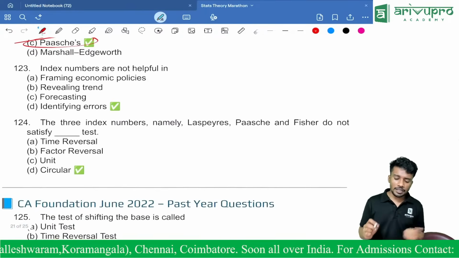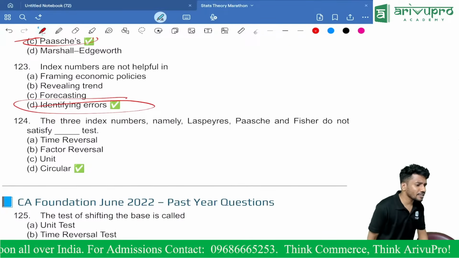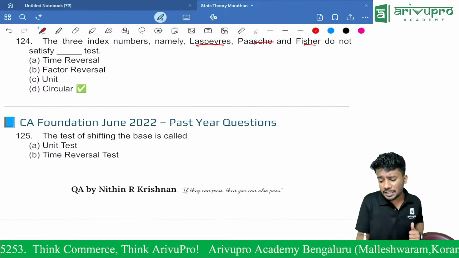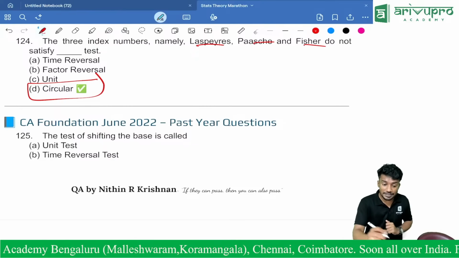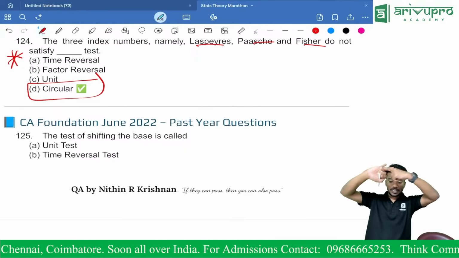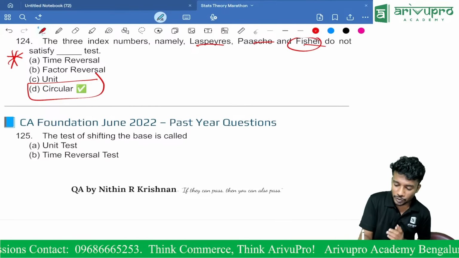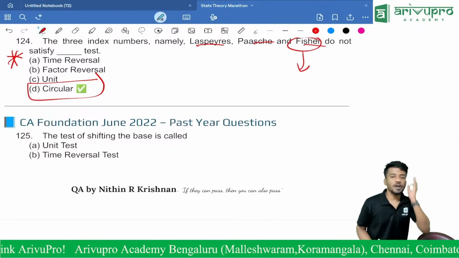Index numbers are not helpful in what? Identifying error. It cannot do that. We are just finding the value. Then the three index numbers, namely Laspeyres, Paasche and Fisher, do not satisfy which test? The circular test. Remember this, another important question. All of them, Laspeyres, Paasche, Fisher, do not satisfy the circular test. The major part is that you remember Fisher does not satisfy the circular test. That itself will give you the answer, option D.